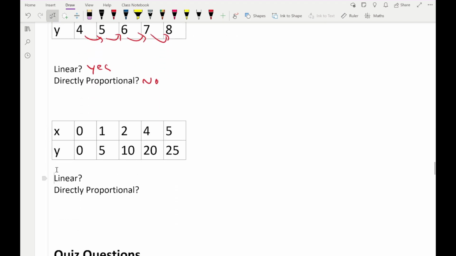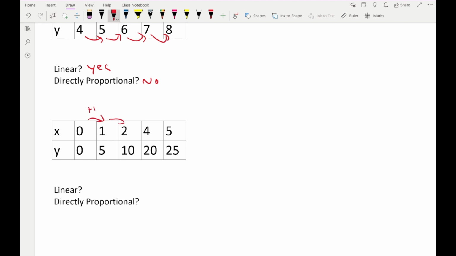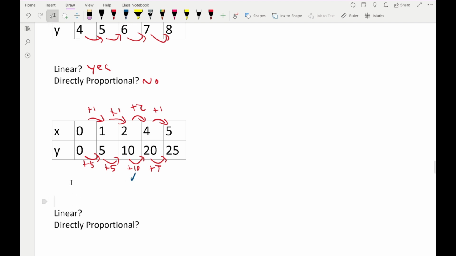Here we go, there's another one. Linear and directly proportional. So is it linear? Well, plus 1, plus 1, plus 2, plus 1. Let's see. Plus 5, plus 5, plus 10, plus 5. Now this looks a bit weird, but it's actually all good because when I go up by 1, I go up by 5. And if I go up by 2, so if I double it, I go up by 10, which is doubling it. So this still is linear. And you can kind of imagine if I had the point where x equals 3, y would probably be 15 in the middle there.